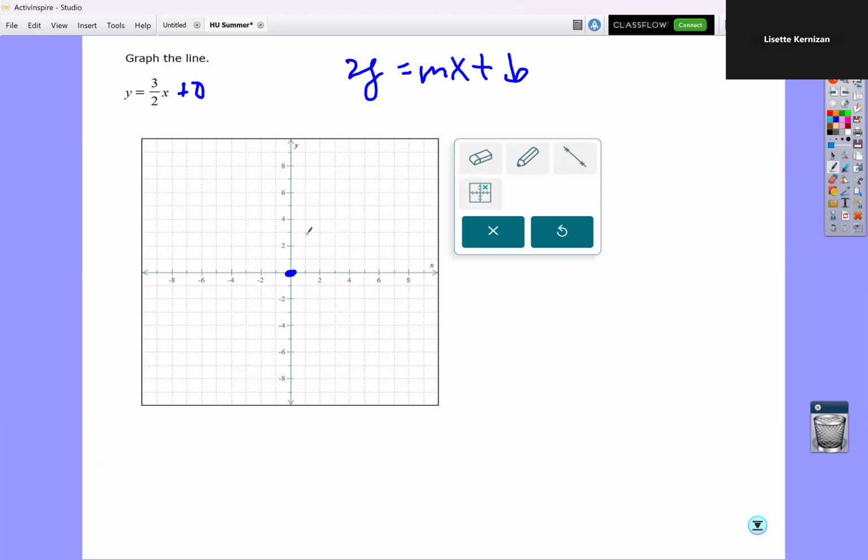So 1, 2, 3, 1, 2, 1, 2, 3, 1, 2. I can also go down 3 and left 2. So 1, 2, 3, 1, 2, 1, 2, 3, 1, 2. Connect my points. This is the graph of the line.